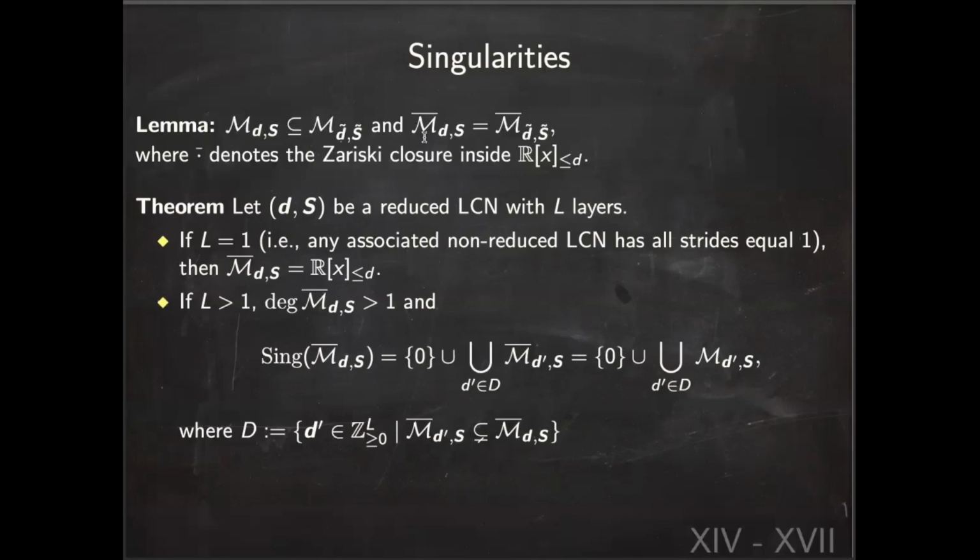And the other points are just a union of all function spaces of neural networks that are strictly contained. This is what I'm writing here. I'm going over all these integer vectors such that I have function spaces strictly contained in the one I'm looking at. And this is all the singular points. This is sort of my geometric intuition of the sets.